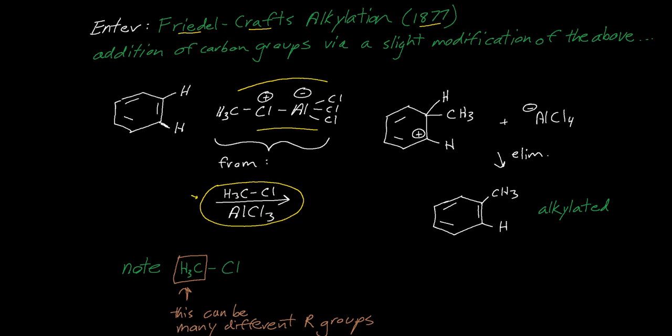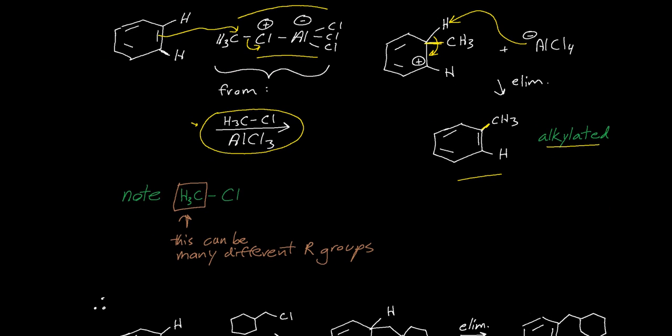Recognize what you're seeing. The arrow pushing is identical. So new bond forming, bond breaking, and that's a new carbon-carbon bond forming right there. Big deal. I mean, it is a big deal. So elimination in the similar manner, loss of proton, regaining the aromatic system. We have alkylated a benzene ring. We formed a new carbon-carbon bond. And this opened up worlds of new molecules.